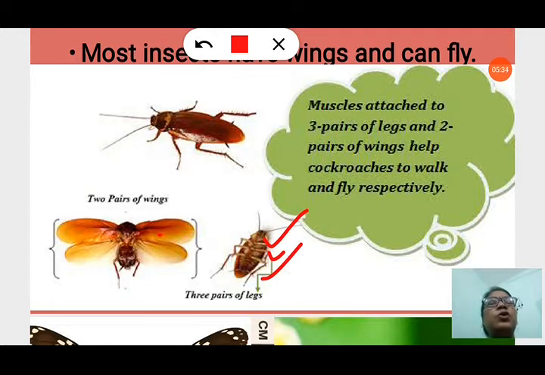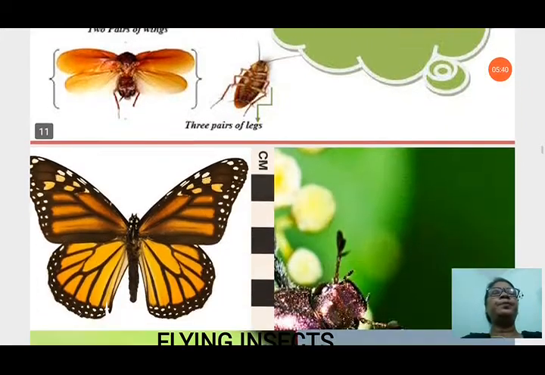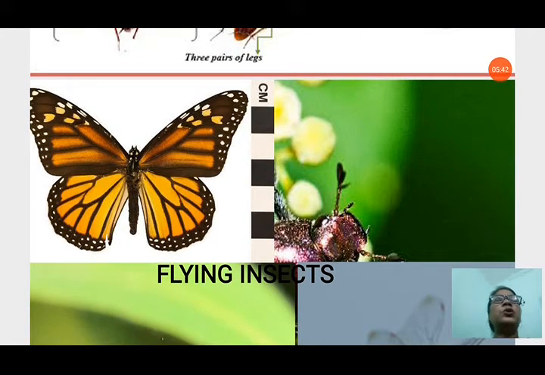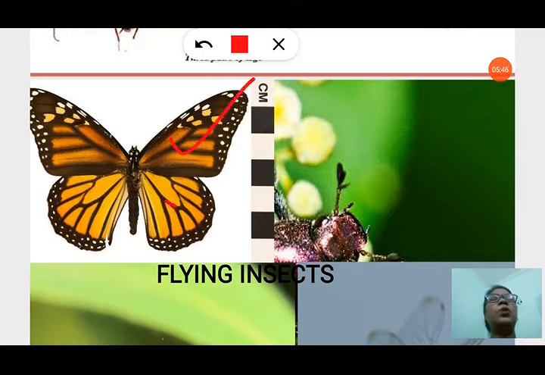1, 2 and 3. You can see wings also shown here. So, this helps the cockroach to fly and walk. Butterfly also you can see. Two pairs of wings are there in the butterfly. In this picture it is shown. 1, 2. Here also 1, 2. That means two pairs of wings they have for fly.